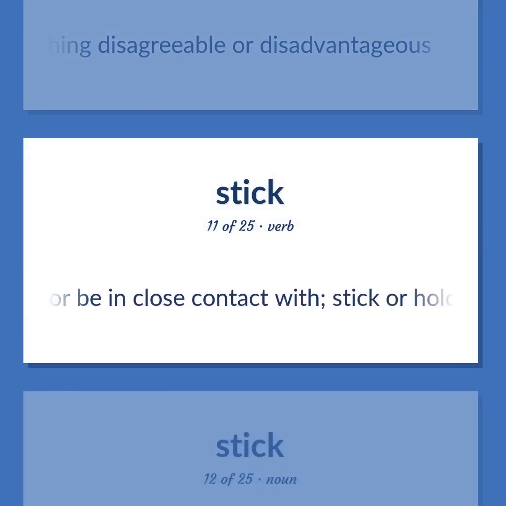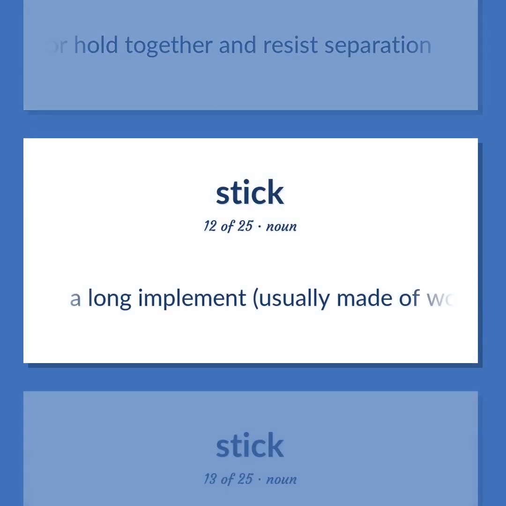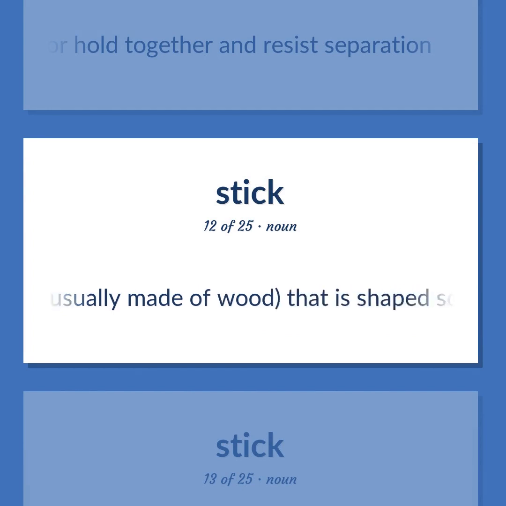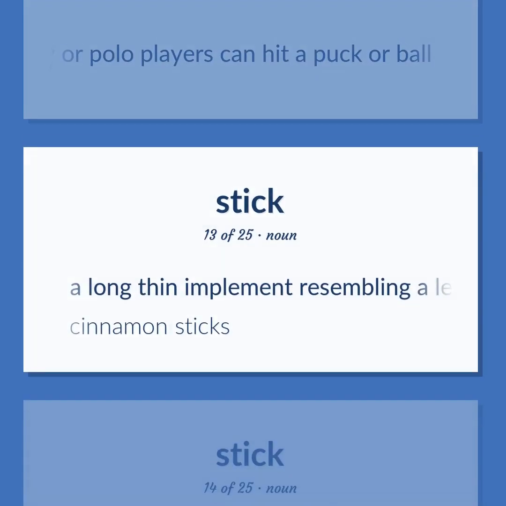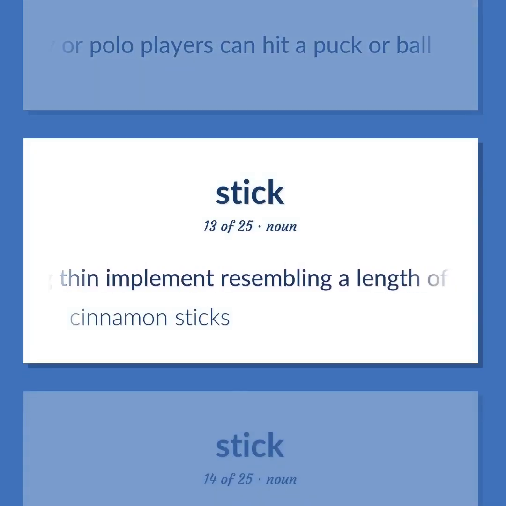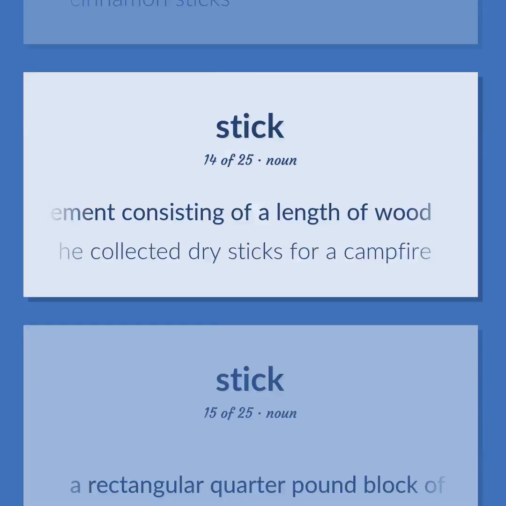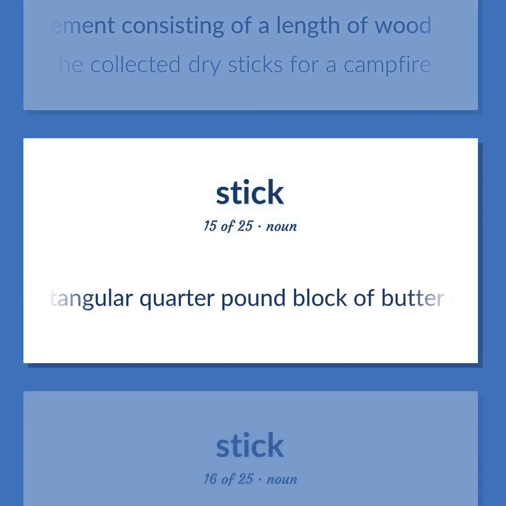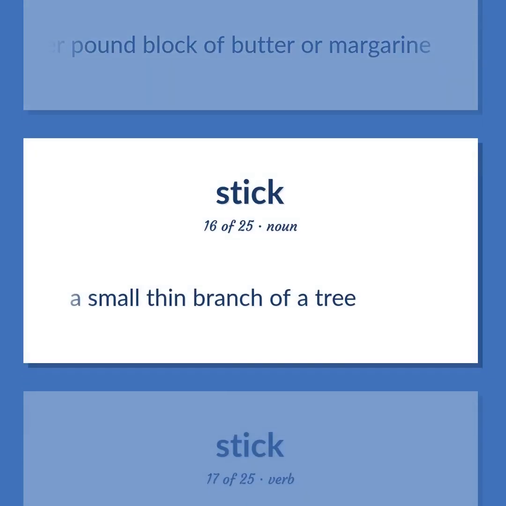Come or be in close contact with, stick or hold together and resist separation. A long implement, usually made of wood, that is shaped so that hockey or polo players can hit a puck or ball. A long thin implement resembling a length of wood. Cinnamon sticks. An implement consisting of a length of wood. He collected dry sticks for a campfire. A rectangular quarter-pound block of butter or margarine. A small thin branch of a tree.